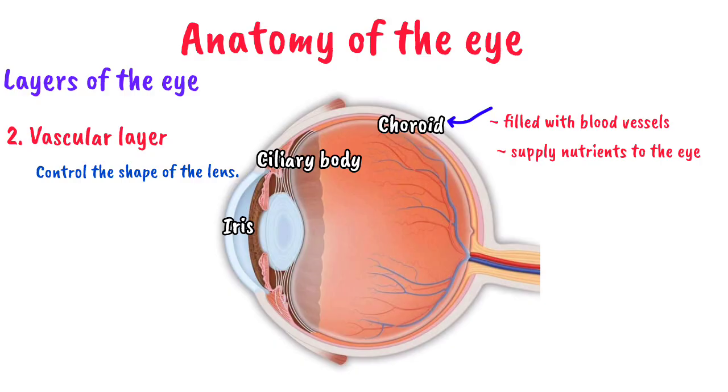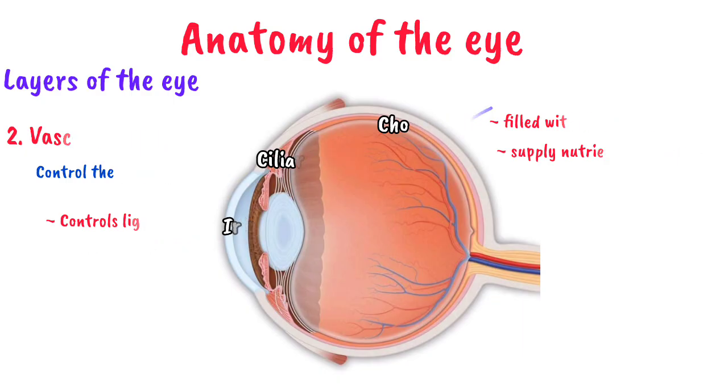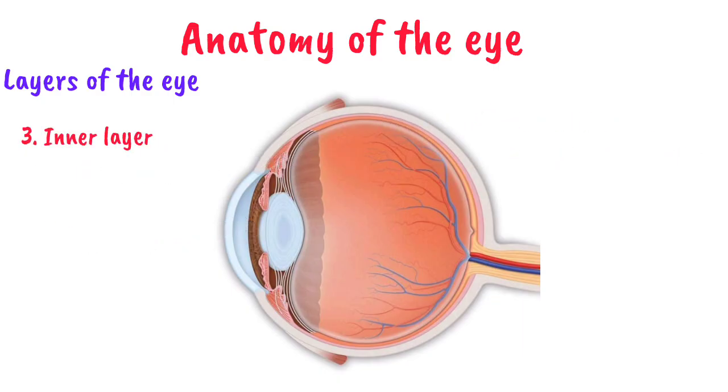Then the iris, which is the colored part of the eye, controls how much light enters the eye by adjusting the size of the pupil. We will talk about this later on. And then finally, we have the inner part of the eye, which is the sensory layer. This is where vision truly begins, and it has the retina.